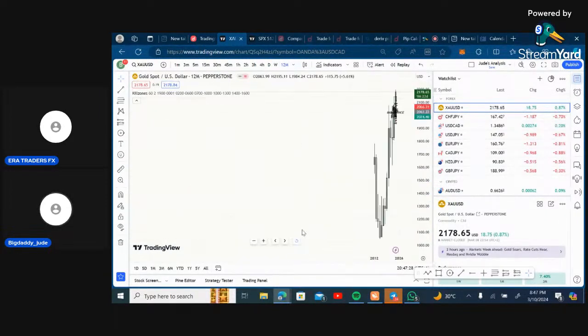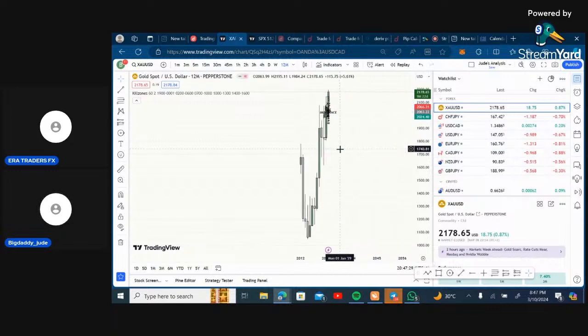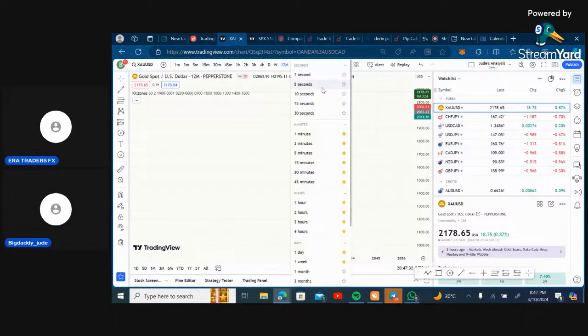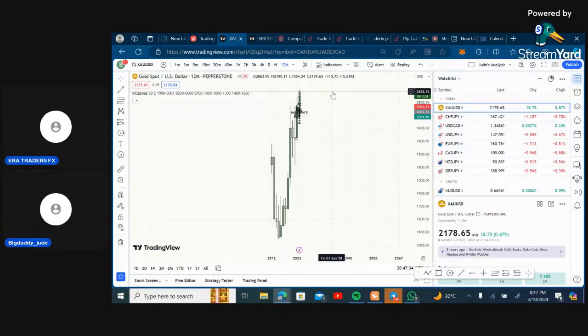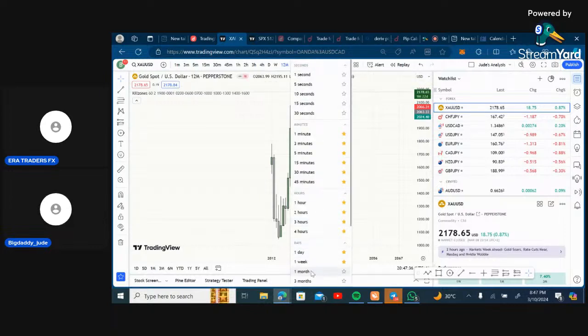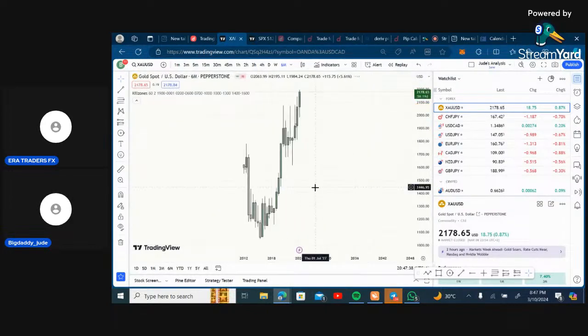I don't want to have any buyers. I'll just stay out of the markets. You can see it's at an all-time high. If you go to your 12 month time frame, I don't have any bias for these markets.